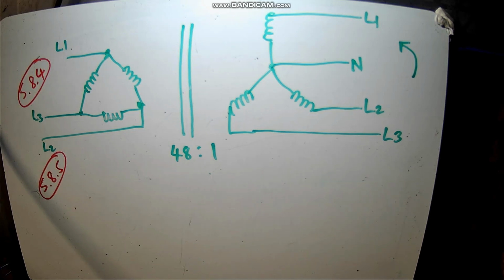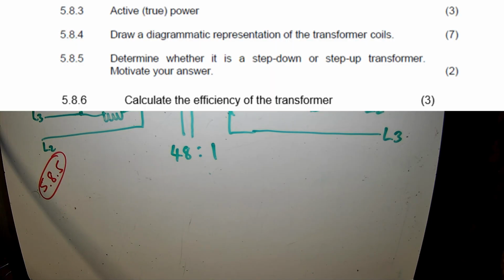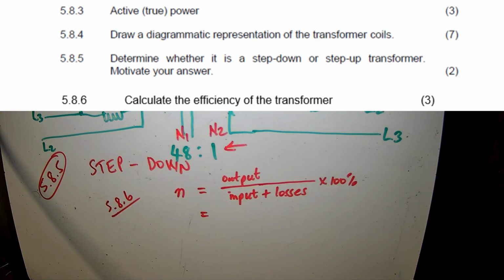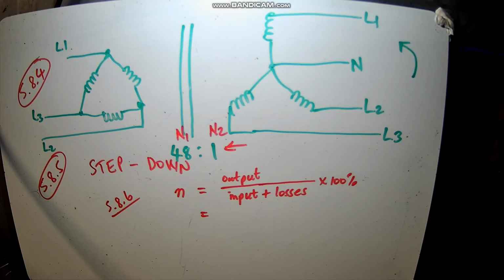Okay, so 585, they are saying state whether it's a step up or a step down. We discussed this already. It is a step down transformer. Step down transformers step down voltages, not currents. So step down according to 48 is to 1. Now efficiency is equal to the output over the input plus losses times 100%. So in this question they told us that it was 100 kilovolt amps, alright, as the apparent power.